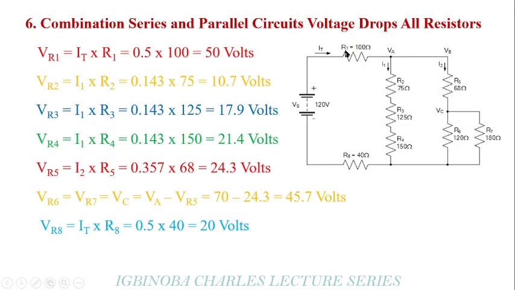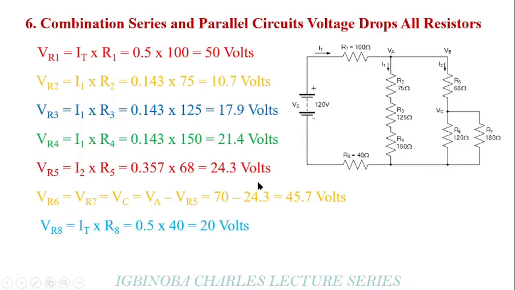So first, the voltage drop on the 100 ohms resistor: the current is 0.5 times the resistance, we get 50 volts. Then the current flowing through R2 is 0.147 times 75, we get 10.7 volts. Also the current flowing through R3 is I1, which is this, times 125, we get 17.9. Then the current flowing through R4 is the same thing, 0.13 times 150 to get 21.4 volts. Then the voltage drop across R5 is equal to I2 times R5, which is equal to 0.357 times 68, giving us 24.3 volts.